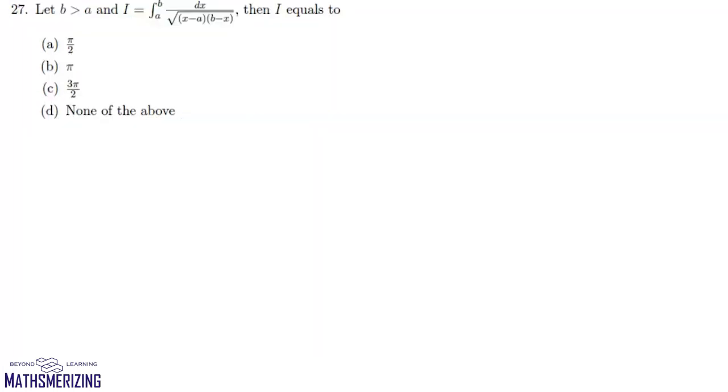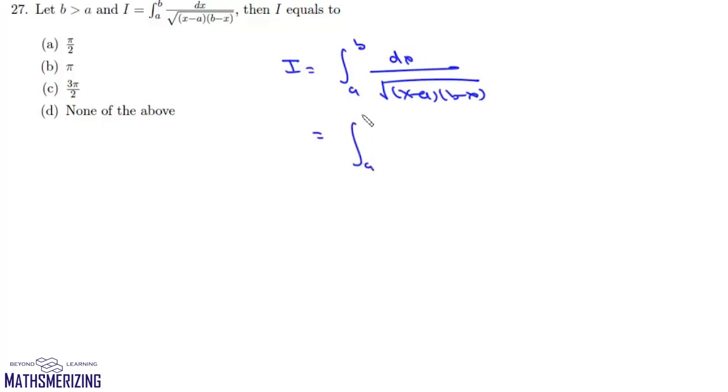Now question number 27 is: if I is this integral from a to b, dx upon under root of (x minus a)(b minus x), we have to find the value of this I. Now we can write this as the integral from a to b, dx, and here it will be under root of minus ab plus (a plus b)x and then minus x square.